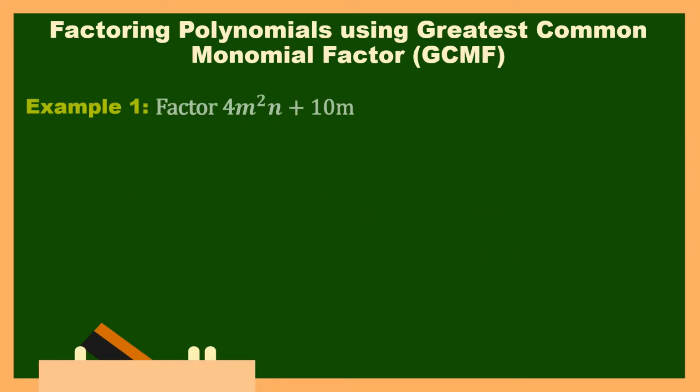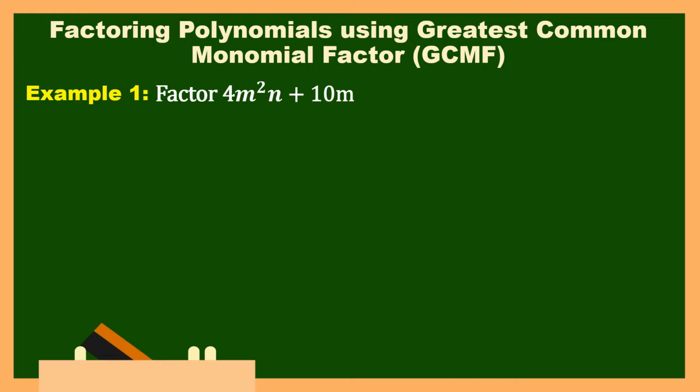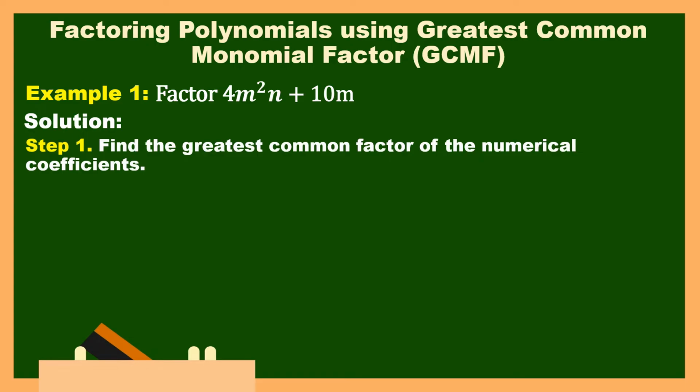For example, factor 4m squared n plus 10m. Solution. In step 1, we need to find the greatest common factor of the numerical coefficient. Ang ating numerical coefficients dito ay 4 and 10. Ang factors ni 4 ay 1, 2, and 4. At ang 10 naman, ang kanyang factors ay 1, 2, 5, and 10.